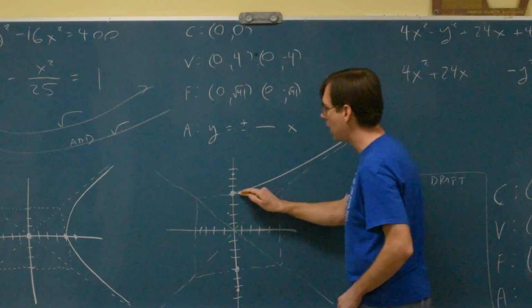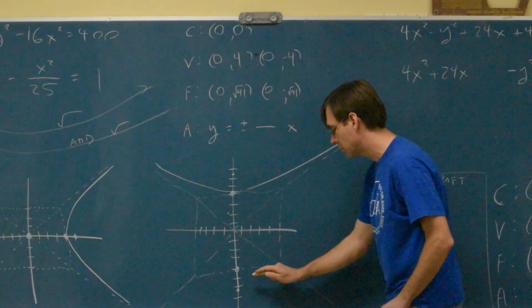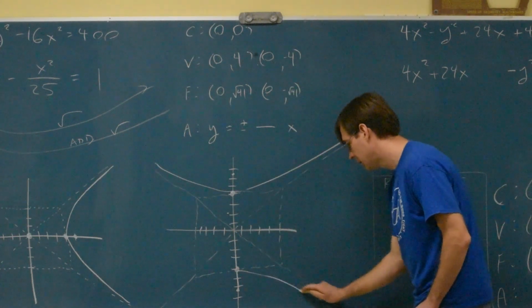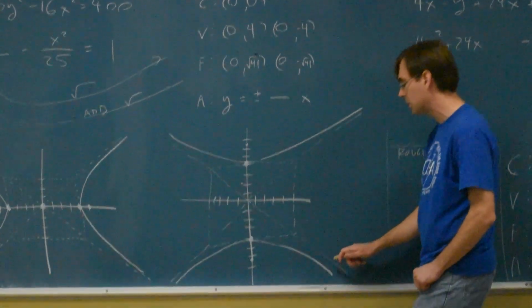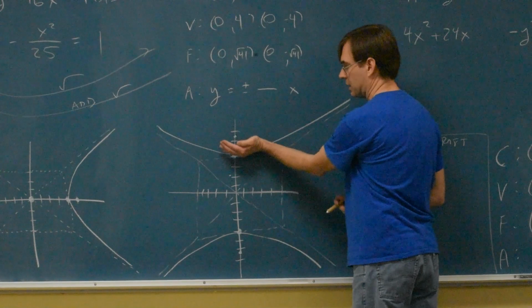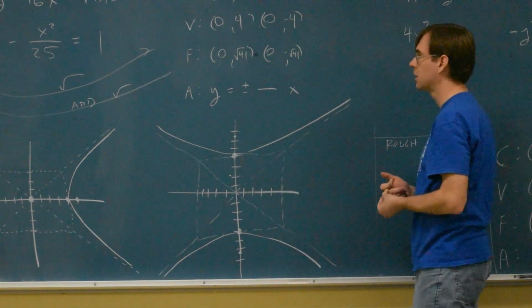So this one's going to be pretty wide. We're getting closer, ever closer, but not touching. Same on this. We want to get close, really close to the asymptotes, but don't touch them. And the two branches should be like wrapping around the focus.